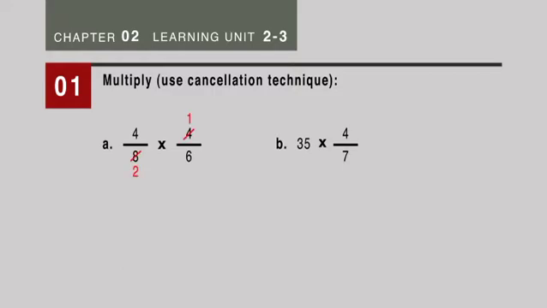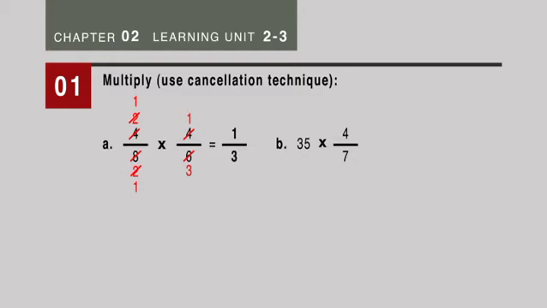And then the 4 and 6, we figure out what can divide into both, which is 2. So 4 divided by 2 is 2. 6 divided by 2 is 3. So that leaves us with 2 over 2 times 1 over 3. So we can cancel out the 2 over 2, which equals 1 now. So 1 times 1 equals 1, and 1 times 3 equals 3, leaving us with 1/3.